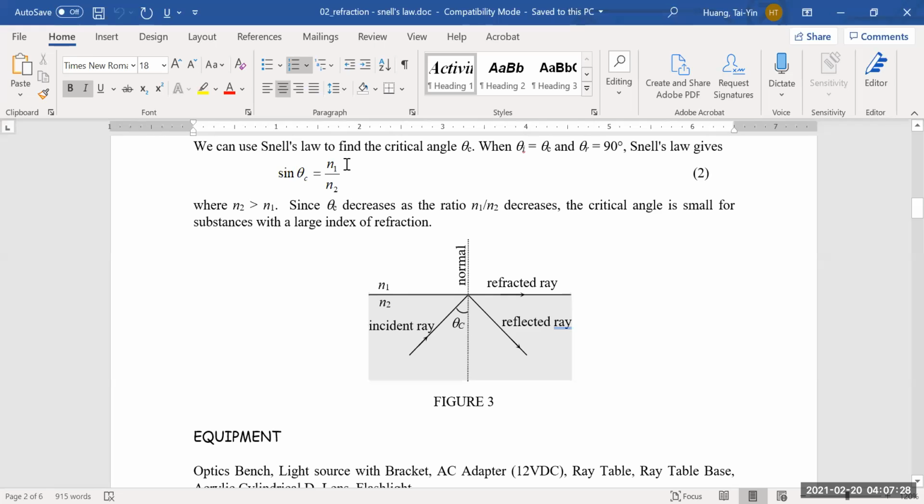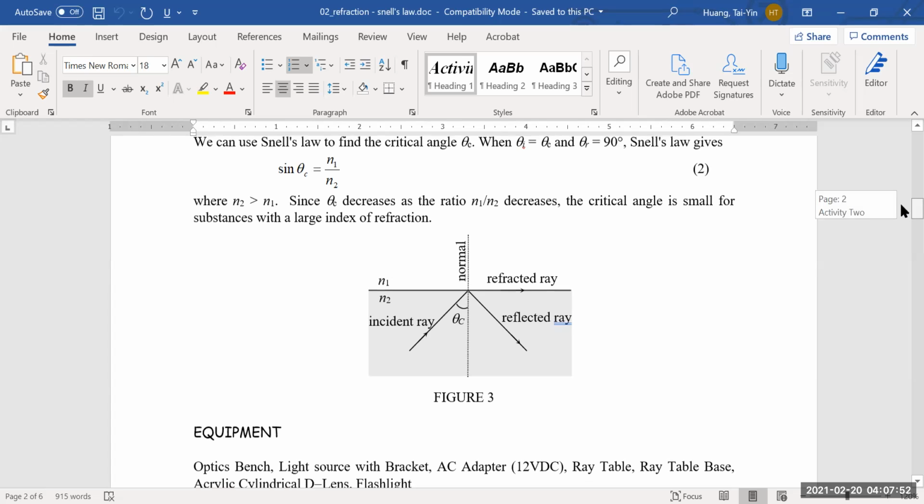So as long as we know the ratio of n1 to n2, we'll be able to figure out the critical angle. Any angle of incidence that's greater than the critical angle will have only a reflected ray. There's no more refracted ray. So that's basically the phenomenon of total internal reflection.